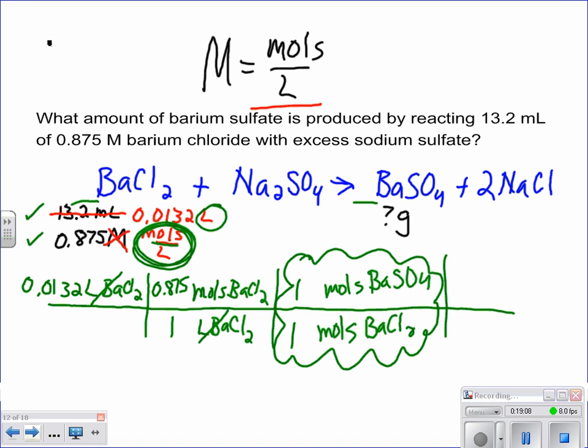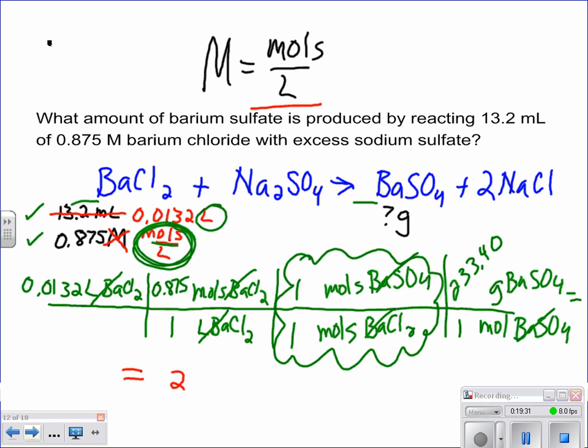And now that we've got it as moles of barium sulfate, you've got this information from the problem before. You want to just go to grams of barium sulfate, and you see that 1 mole is equal to 233.40 grams. And we plug it in, and I'm going to calculate it real quick. There we go. 2.70 grams of barium sulfate is what you should end up getting. So double check your answers there. Notice that it's 3 sig figs because you started with 3 sig figs in each of those.